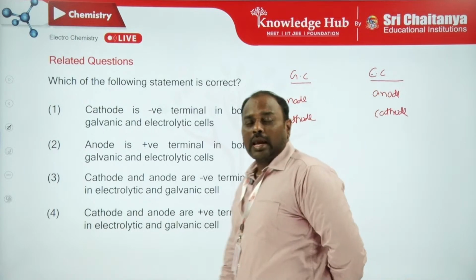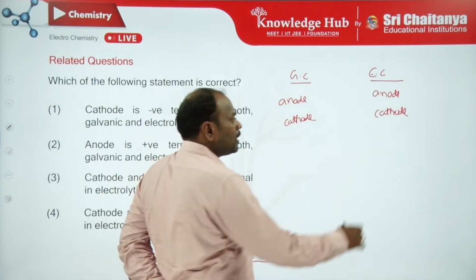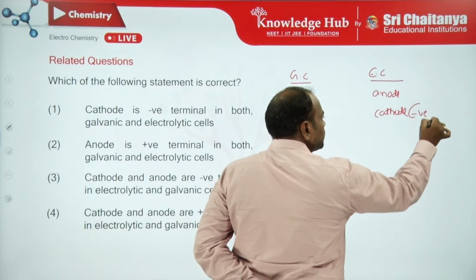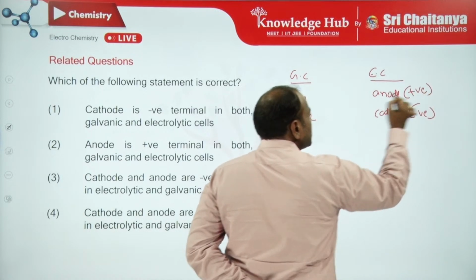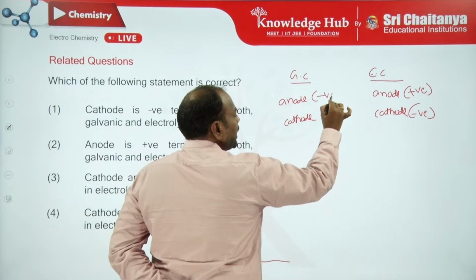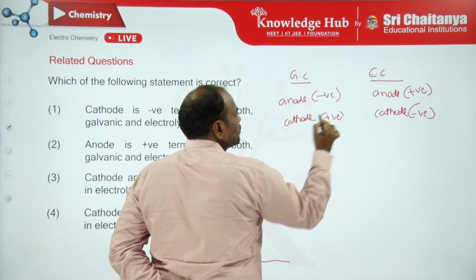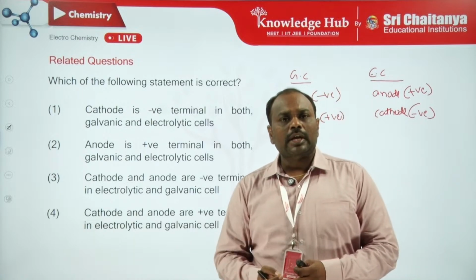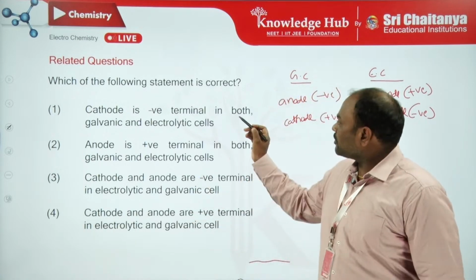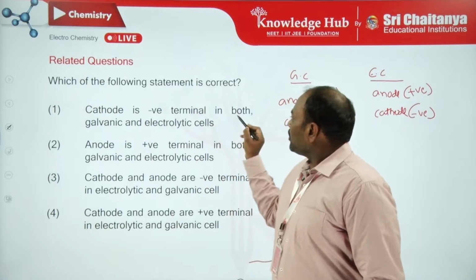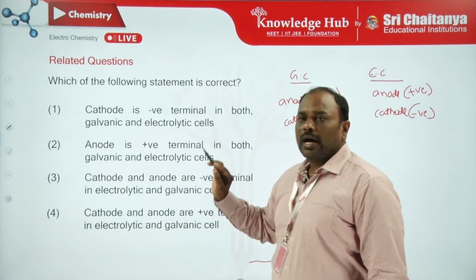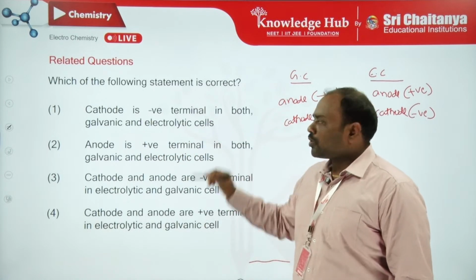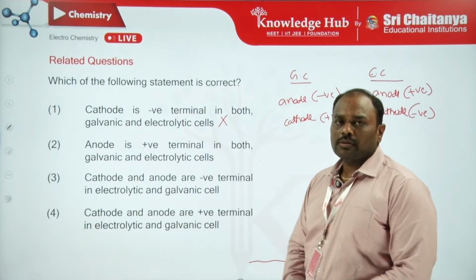What is the sign of the cathode in a general electrolytic cell? That is a negative charge. Here it is a positive charge. Reverse. Here negative, here positive. That means cathode and anode have the same sign or opposite signs? Opposite sign. But what does the first option say? Both terminals have the same charge in galvanic cell and electrolytic cell. So this option is wrong.